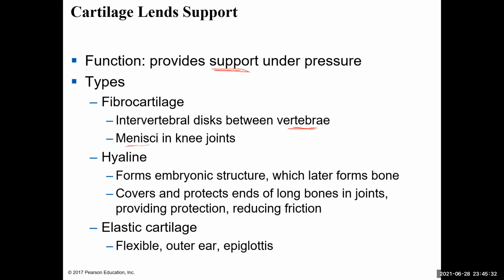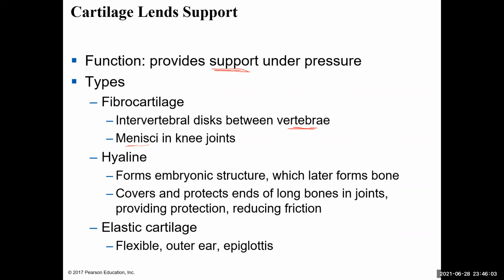So for example, you have two vertebrae with an intervertebral disc, and that helps to prevent those vertebrae from grinding against one another whenever you're walking upright or jumping up and down, or having some kind of force put on your spine. The meniscus does the same thing in the knee. It prevents the bones in the knee from pressing and grinding against one another.